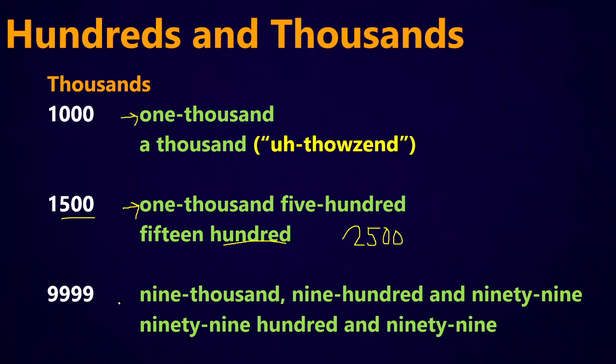We can do this counting by hundreds in the thousands all the way up to 9,999. So once we get to 10,000, we don't say "a hundred hundred." We would keep it under 10,000. So technically, formally, we would say "nine thousand nine hundred ninety-nine" for this number, or we could say "ninety-nine hundred ninety-nine."